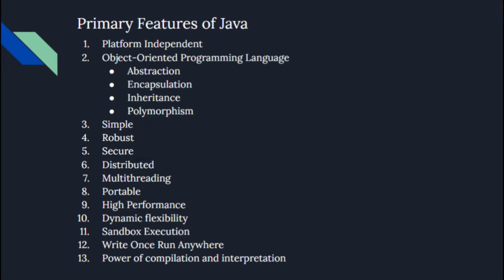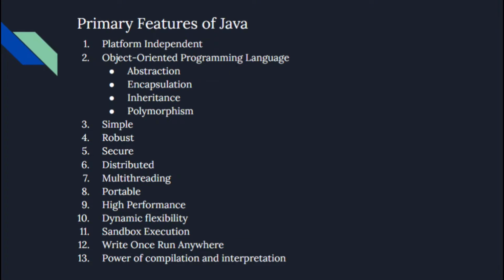Number 8. Java is portable. As we all know, Java code written on one machine can be run on another machine. The platform-independent feature of Java, in which its platform-independent bytecode can be taken to any platform for execution, makes Java portable.